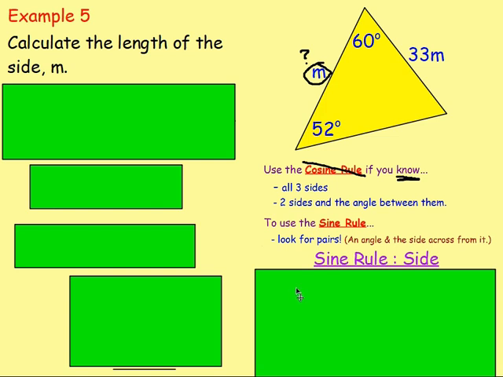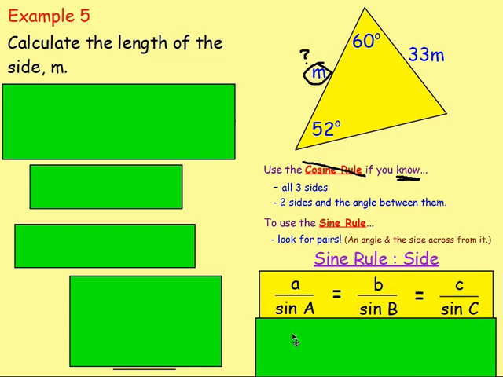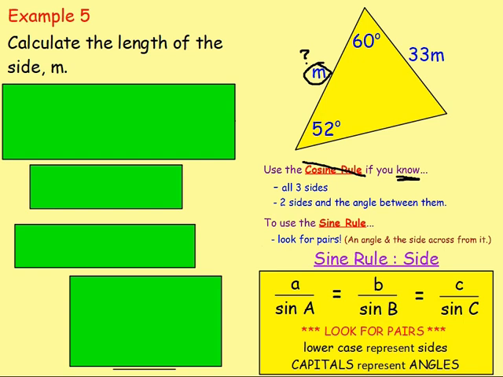The sine rule side is when you put the side at the top, so it's the lowercase letters at the top. It's the one that's on the formula sheet. So it's a over sine A equals b over sine B equals c over sine C. Again, lowercase letters are the sides, capital letters are the angles. So we want to always start with what we want to find. So here we would have m on the top, but we have to put the angle that is paired up with it. Anybody see any issues with this?